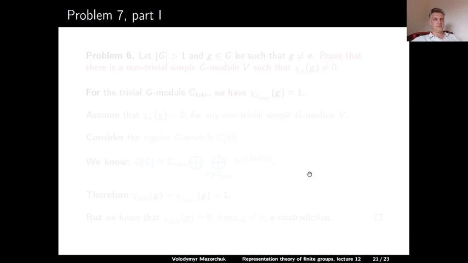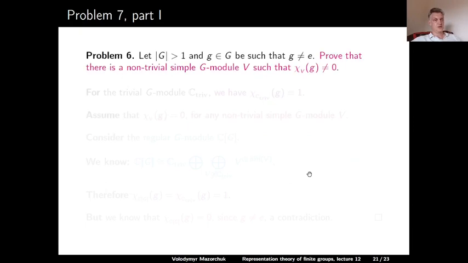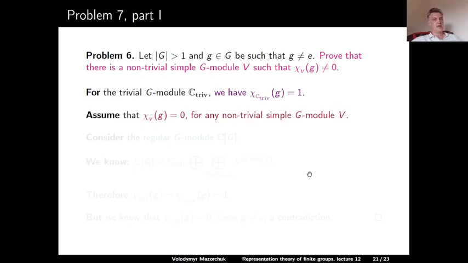And the last problem, problem 7. Let G be a non-trivial group and let little g be a non-identity element in this group. Prove that there is a non-trivial simple G module V such that the evaluation of the character of V at our element g is non-zero. So let us note that if we consider the trivial G module, then the evaluation of the character of the trivial G module at any element of the group is equal to 1. So let us assume, towards a contradiction, that chi_V of g is equal to 0 for any non-trivial simple G module V.